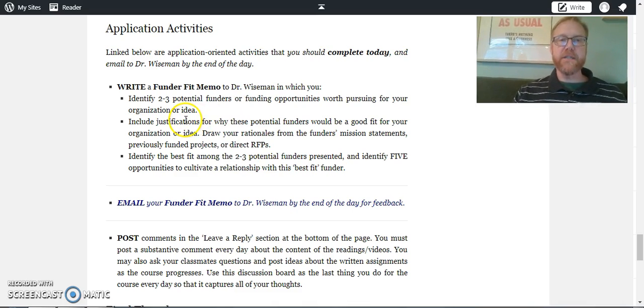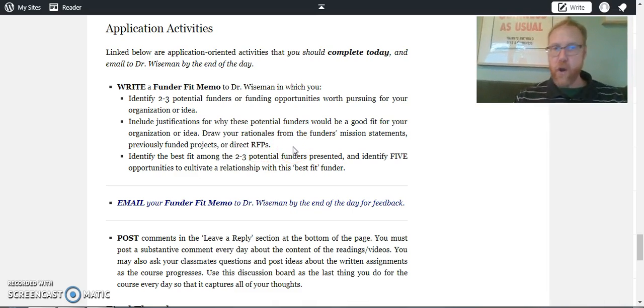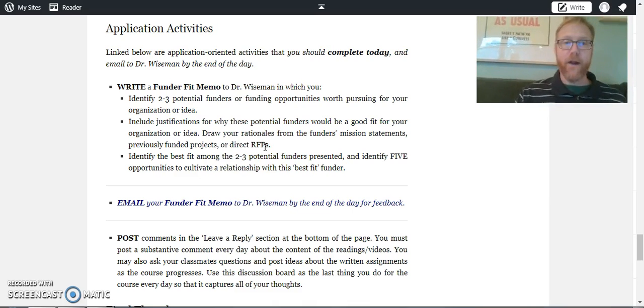I'd like for you to include justifications for why these 2 to 3 potential funders would be a good fit for your organization or idea, and draw your rationales from the funder's mission statements, previously funded projects, or direct requests for proposals. That's what an RFP is. But you need to use that kind of evidence to show that there is a fit between what this funder or funding organization or funding opportunity provides and what you want to do. It's your job to draw this rationale using evidence from mission statements, previously funded projects, or direct RFPs. If you find other sources of data, great.